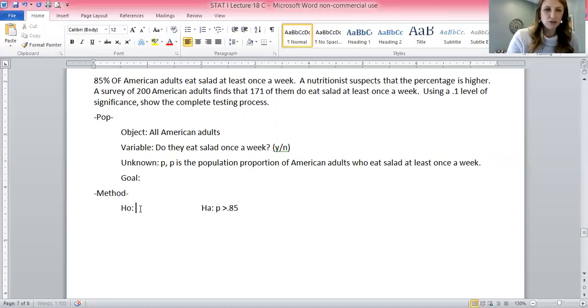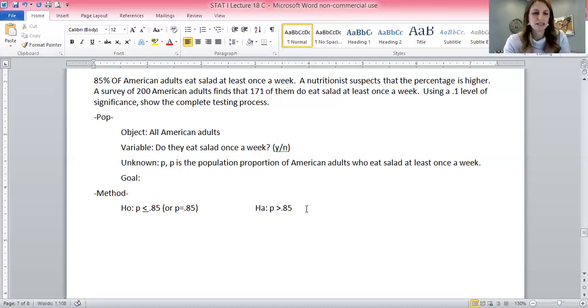Now I can write my null two different ways. I can write P is less than or equal to 0.85. Let me backspace this a little bit. Sorry, sometimes it's trickier on my laptop than it is on my desktop. Okay. Or, I'm just going to put in parentheses so you know, you can write it as P is equal to 0.85. So either one. You can write either way. Doesn't matter to me, means the same thing.